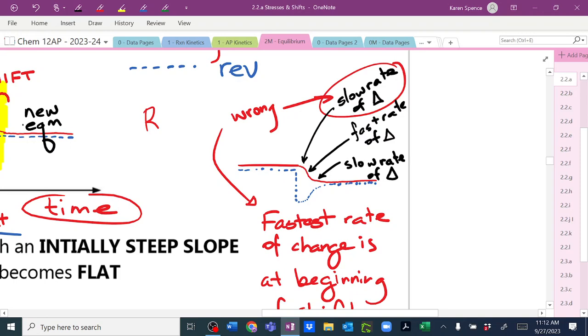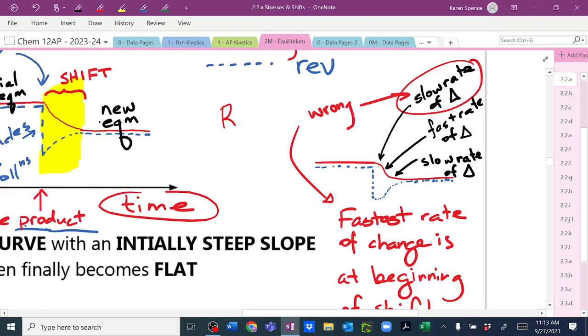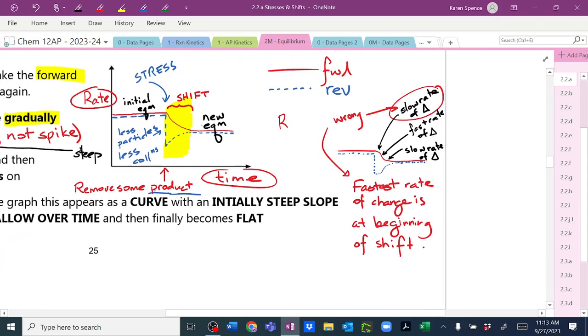I mean, technically it would take some time, but we pretend that it doesn't for the ease of graphing. Okay, it's like a construct that just makes our lives easier when we're putting pen to paper. Okay?